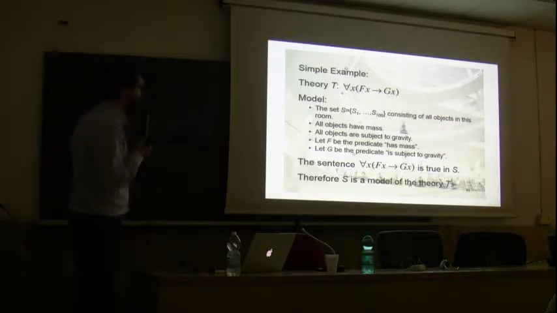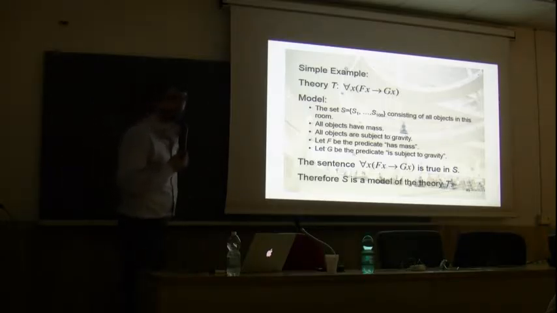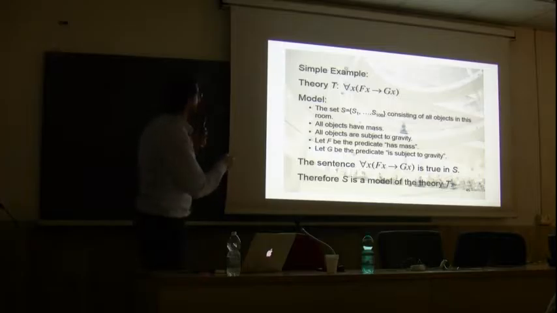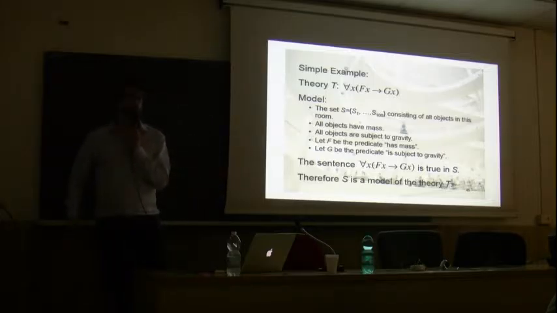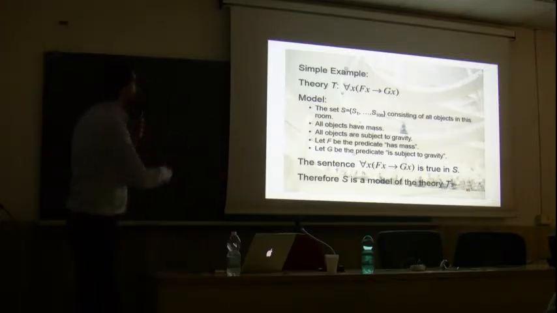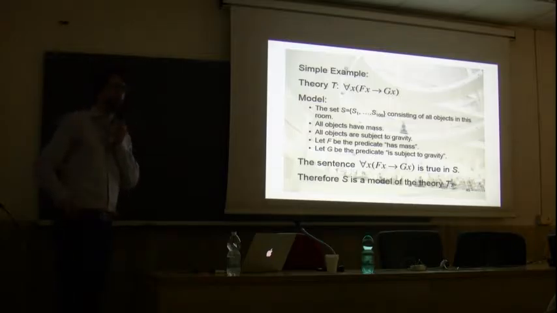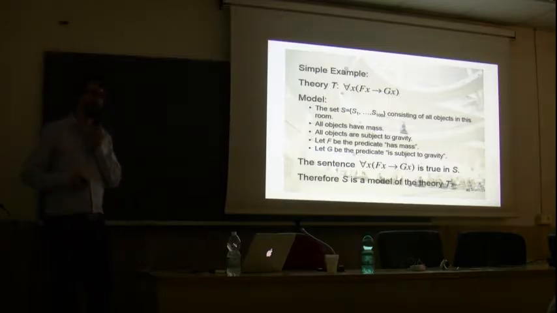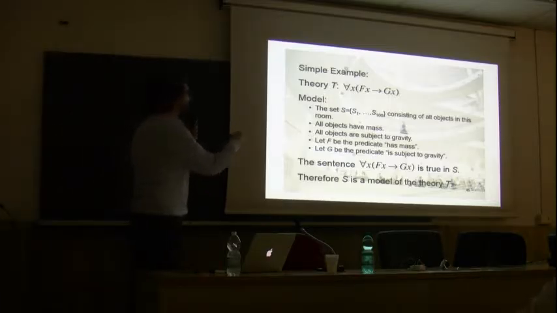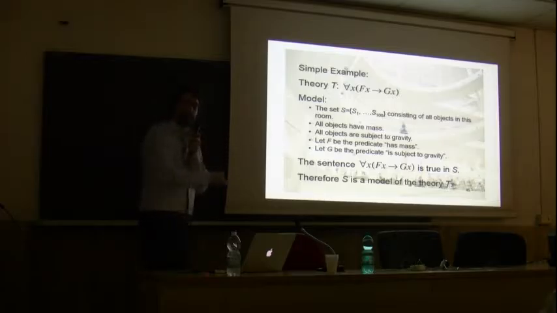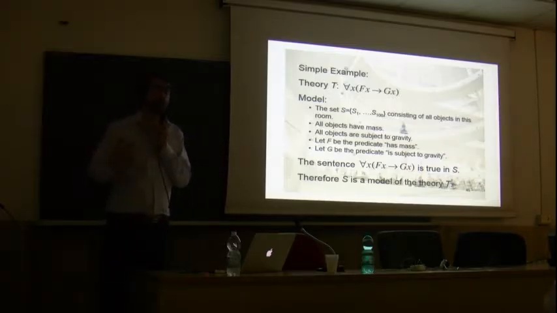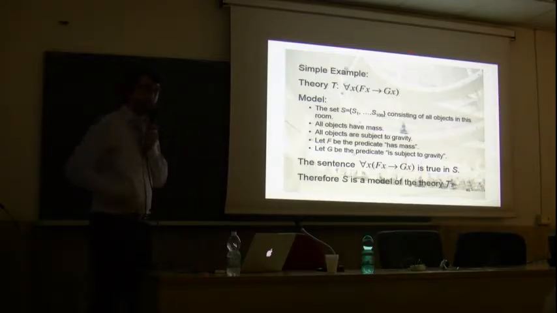You can say S is the set of all the people, and you say that F is sitting on a chair, and G is wearing a green shirt. And then the theory would say, for all people in this room, if they sit on a chair, they wear a green shirt. I mean, that's quite obviously wrong. Few people wear green shirts. So you see, if you interpret your symbols differently, and you pick different properties, the people in the room are no longer a model of your theory.